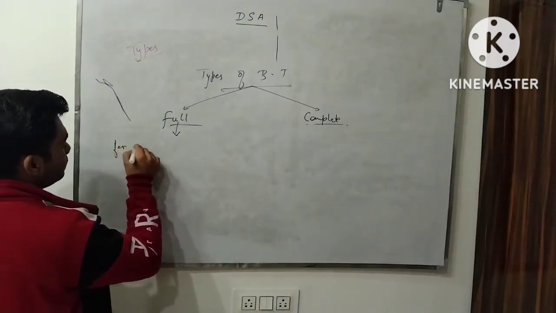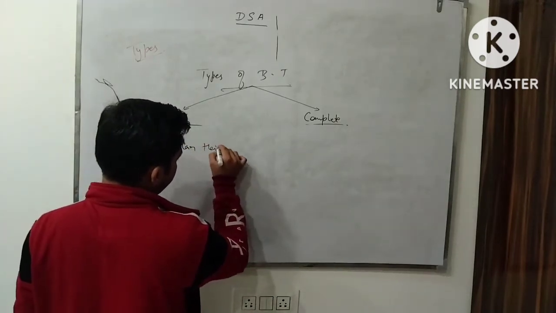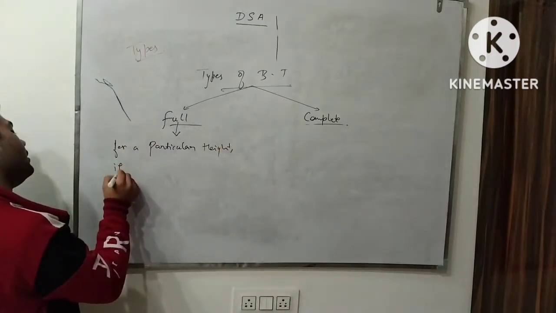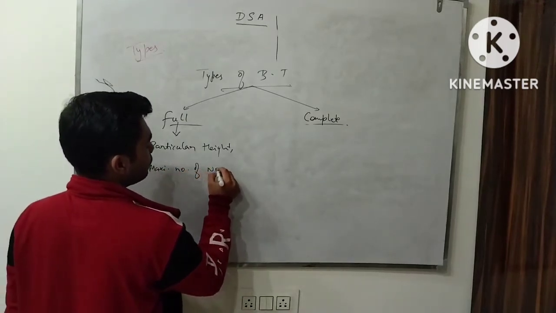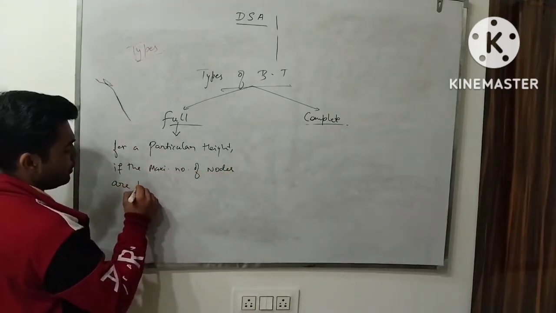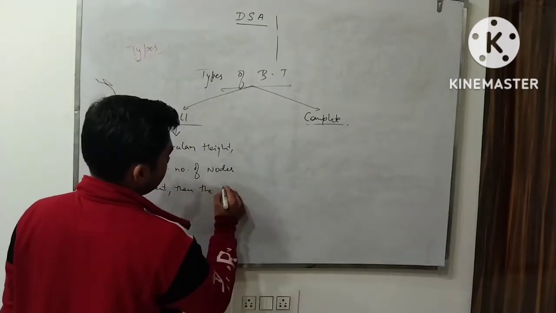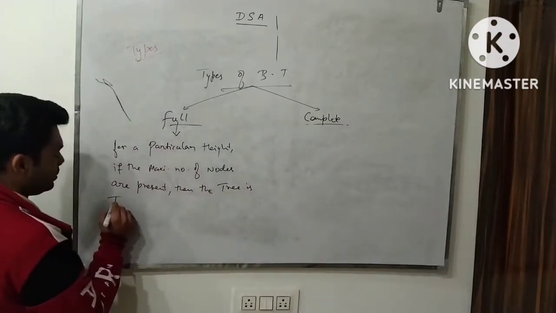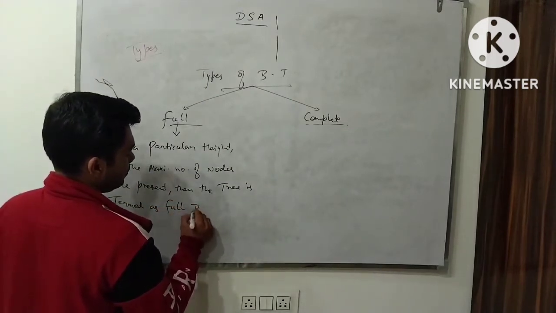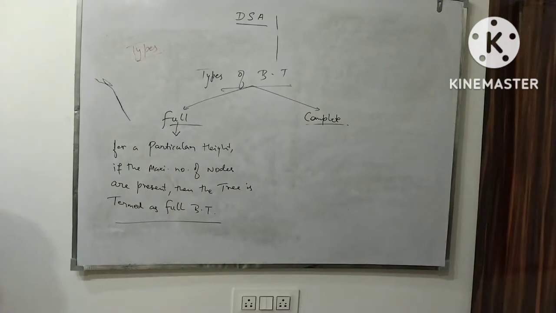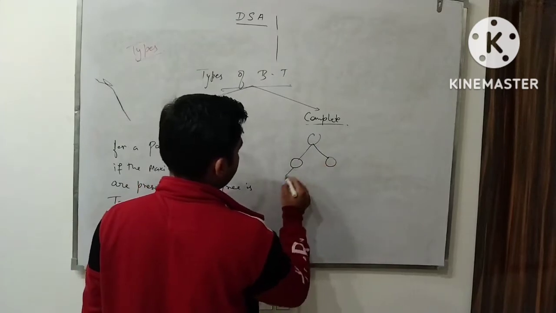For a particular height, if the maximum number of nodes are present, then the tree is termed a full binary tree. Okay, I'll draw a tree, then I will explain.